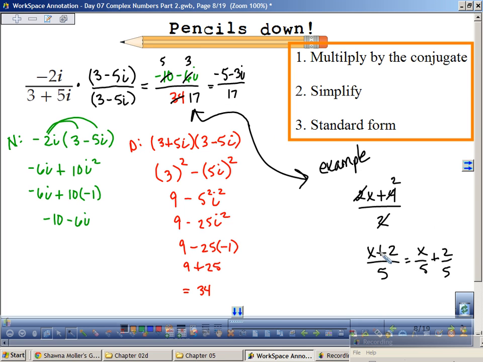Just like this, if I had x plus 2 over 5, that means x over 5 plus 2 over 5, right? I can split up a fraction like that, right? Because I need my real parts together and my imaginary parts together. These are stuck together, real and imaginary, being divided by 17. I need it to be separate.